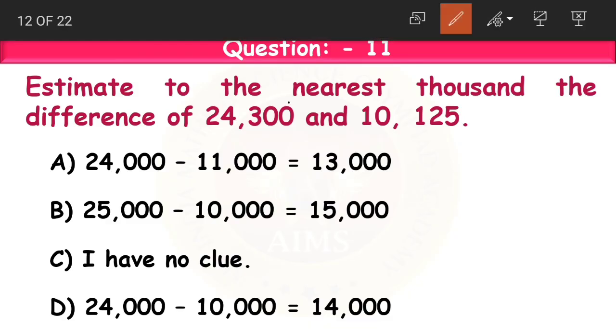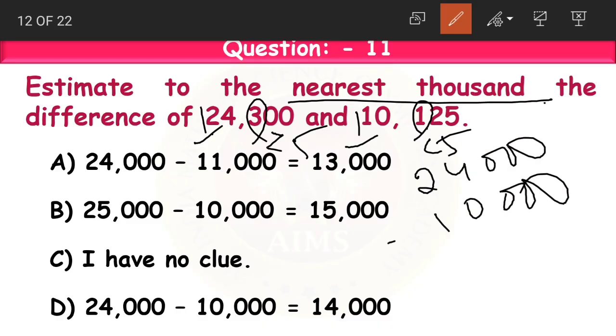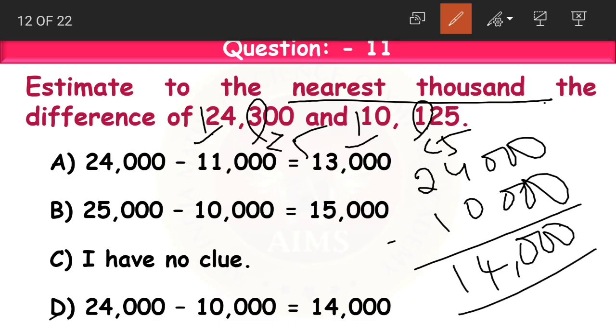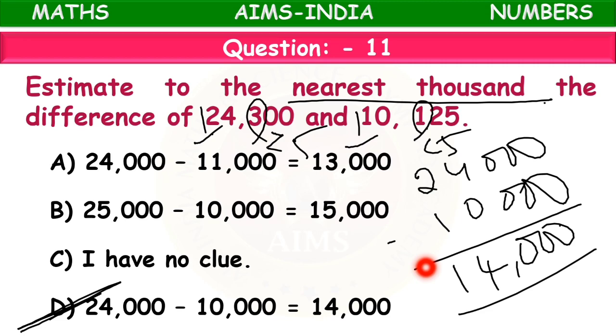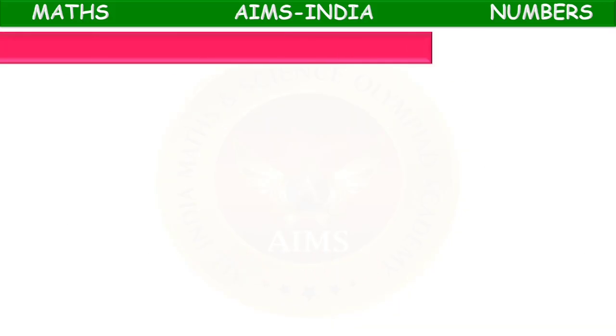Now how do we round off to the nearest thousand? Again look at the digit in the hundreds place. Both of them are less than 5, so we round both of them down. So it becomes 24,000 and 10,000. So when we subtract these two, the answer is 14,000. So the option that reads the same is option D: 24,000 minus 10,000 is equal to 14,000. This will be our correct answer. I hope this is clear.